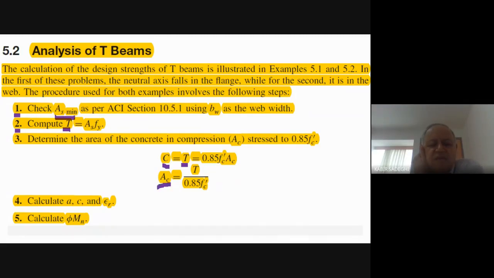AC is the area of the compression concrete under the stress that we applied, the equivalent rectangular block of stress of ACI. You remember that. It has an intensity of 0.85 f'c. And then we find from here AC. And now we compare AC with the area of flange. If AC is greater than the area of flange, it means the location of the neutral axis is at web. If AC is less than the area of flange, the location of neutral axis is at flange.